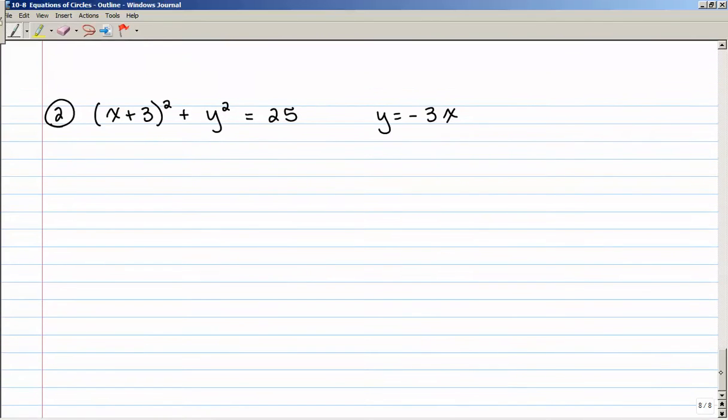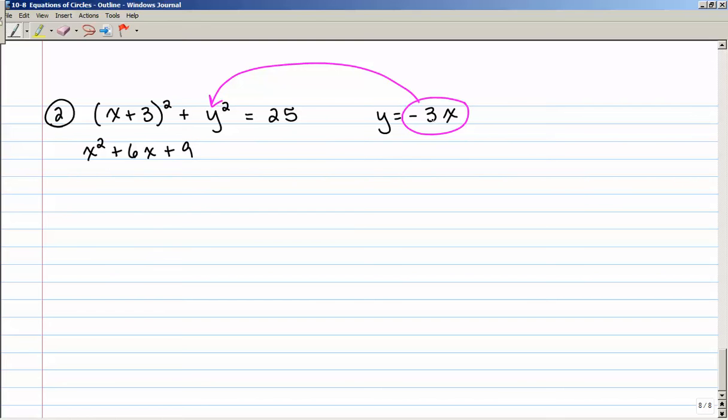And let's take a look at our last example here. I have the circle (x plus 3) squared plus y squared equals 25, and the line y equals negative 3x. Again, I'm going to use substitution. This is what y equals, and it's going to get plugged into here for y. And I'm going to FOIL this out, multiply out (x plus 3) squared. And when I do that, I get x squared plus 6x plus 9.